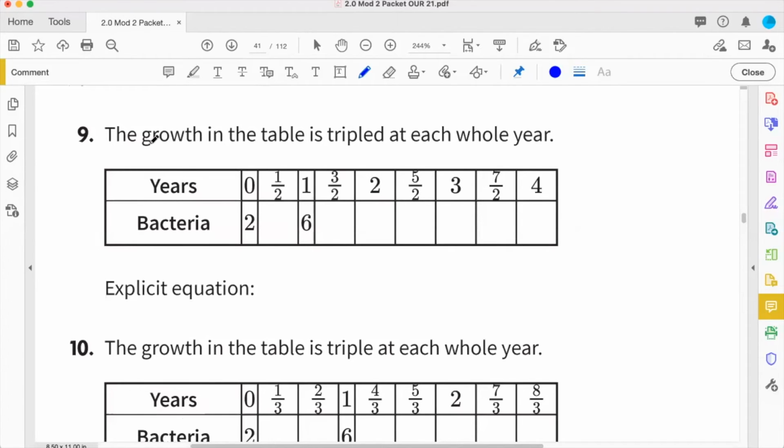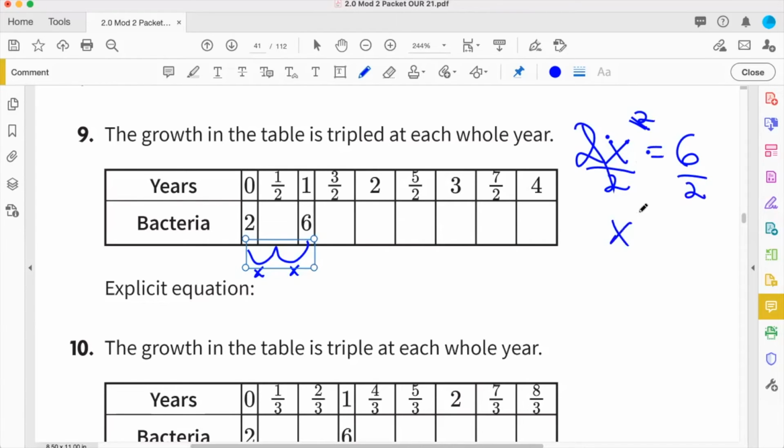Same as it ever was, we're now working with fractions, but that can't stop us. In here, they're saying that the growth in the table is tripled at each whole year. Certain amount of bacteria, we have fractions of a year, that's okay. Same song and dance, honestly. Starting with 2, we multiply by some number once, twice, so x squared times. And the last stop on this train is 6. So if we take this further, divide both sides by 2, we get x squared equals 3.